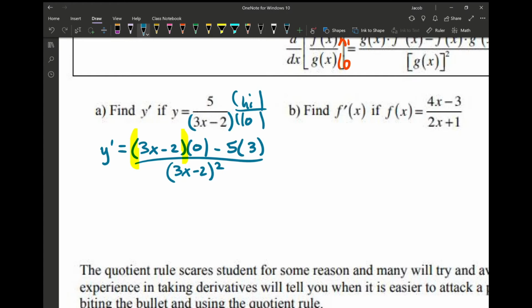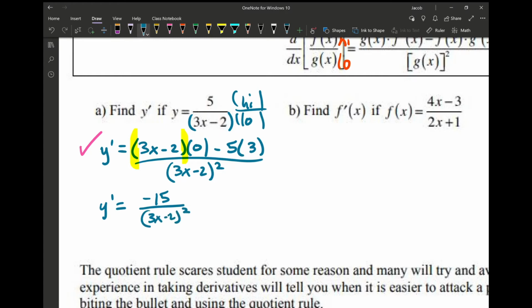So at this point, you've taken the derivative. That's like most of the points. Simplifying again is the trick. So y prime is going to be, this one's not so bad to simplify, negative 15, because the left side's 0, over 3x minus 2 squared.